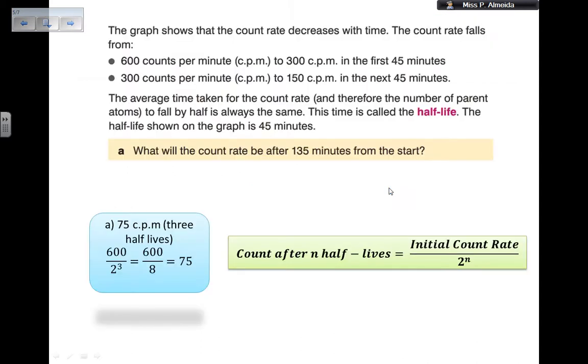So let's try this exercise. Again, this exercise I took from AQA. They show a graph, but you don't need the graph.